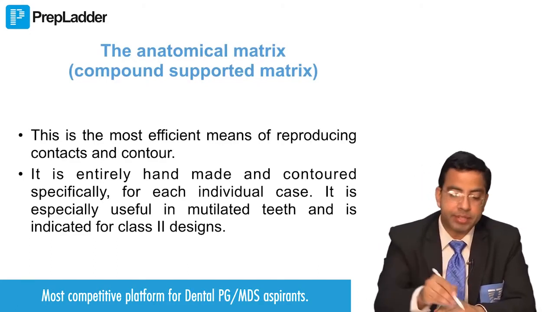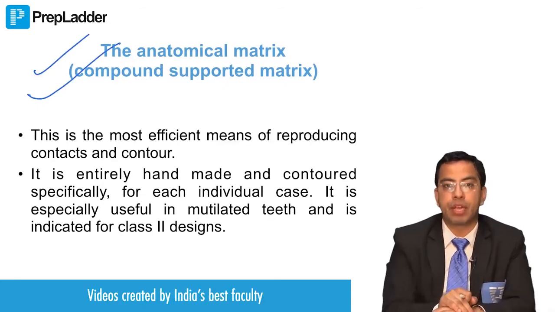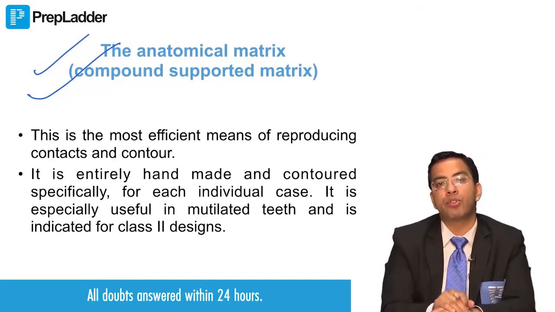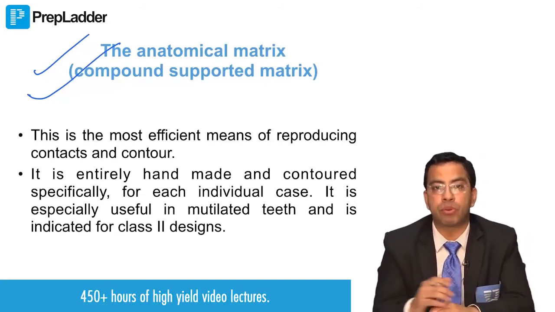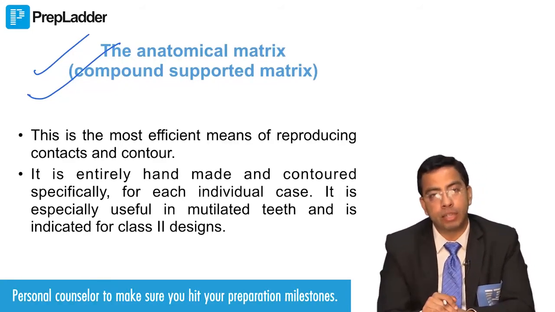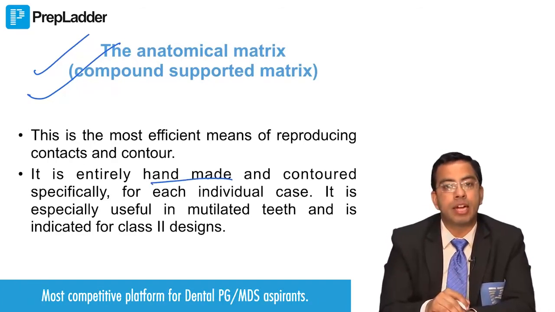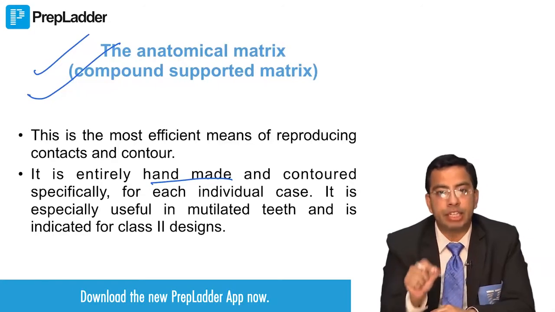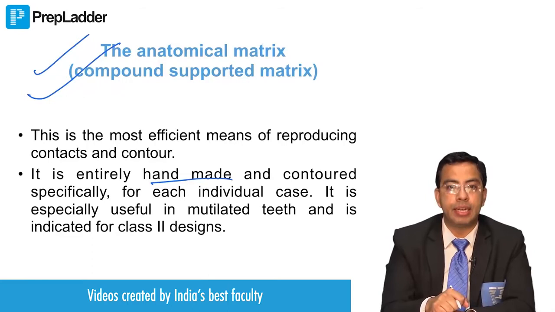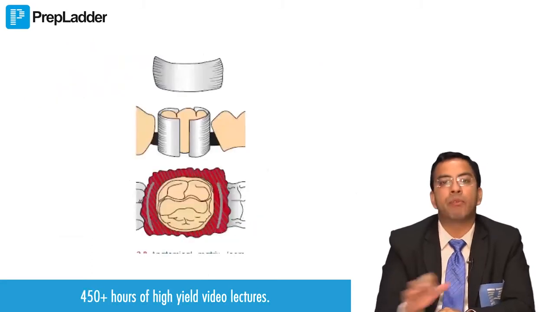The next matrix system which we are going to talk about is the anatomic matrix. It is also called a compound supported matrix because you use an impression compound to support the matrix. This is the most efficient means of reproducing the contact and the contour. It is entirely handmade, that is customized, and contoured specifically for each individual case. It is specially useful in mutilated teeth and is indicated for class 2 designs. It can also be used for MODs.